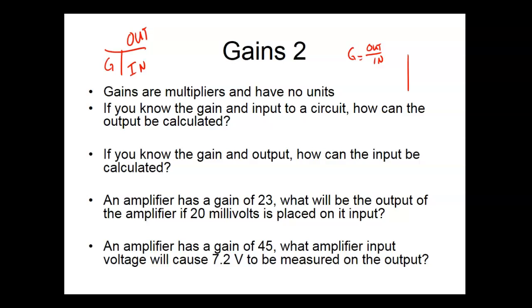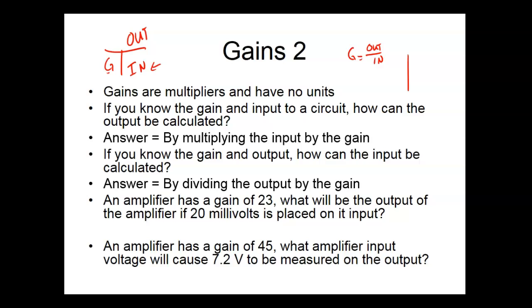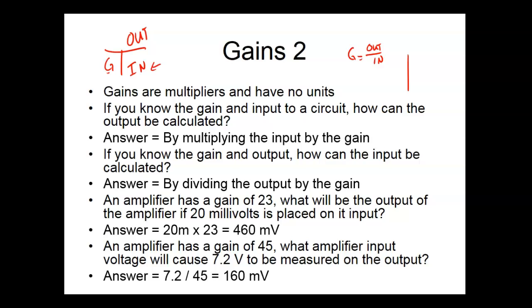An amplifier has a gain of 45. What amplifier input voltage will cause 7.2 volts to be measured on the output? So here we're calculating the in. I know the gain, and I know the out. So here we would divide, right? Everybody okay? So multiplying the input with the gain, or dividing the output by the gain. So this is 460 millivolts, and this right here would be 160 millivolts.